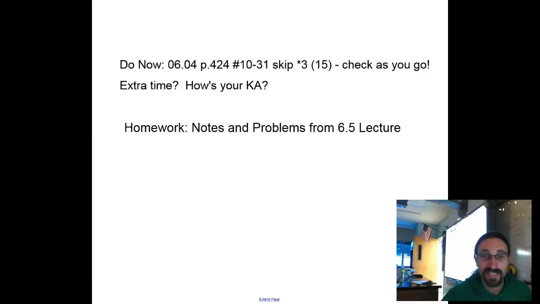That's it for now. Short lecture. Here's what I want you to do. You've got 15 problems from section 6.4, and a lot of them are just identifying the properties. Does it have to be a square? Does it have to be a rectangle? Does it have to be a parallelogram? Please check these problems as you go.